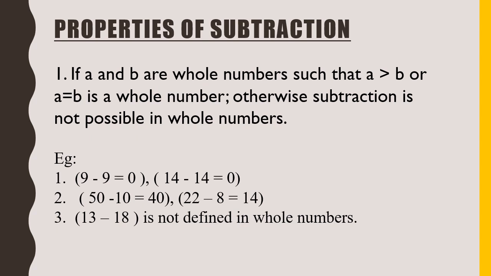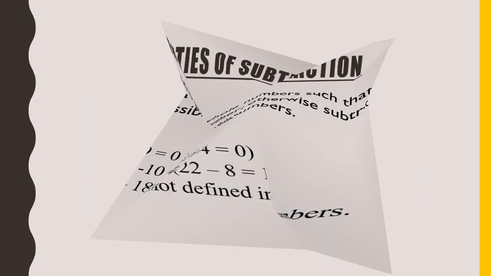But see, in the third example, we cannot subtract 13 from 18. We cannot get a subtraction answer if we do 13 minus 18. So we can say that this type of subtraction is not defined in whole numbers. It will be defined in some other kinds of numbers which we will learn later, but not in whole numbers. So let's move on to the next property.